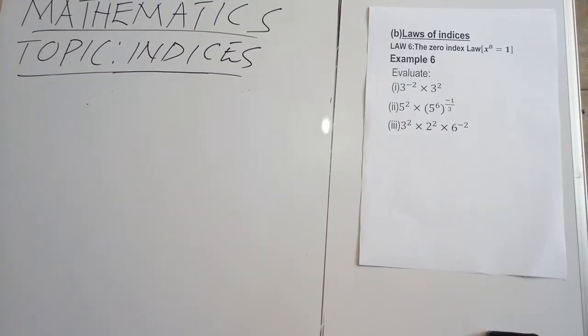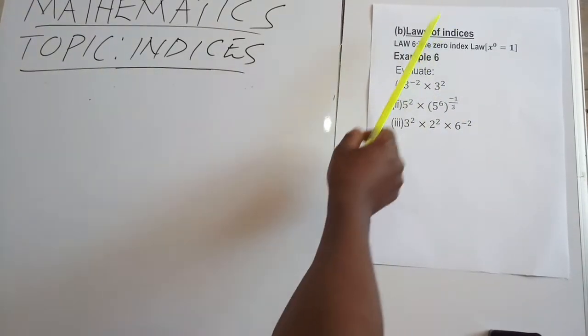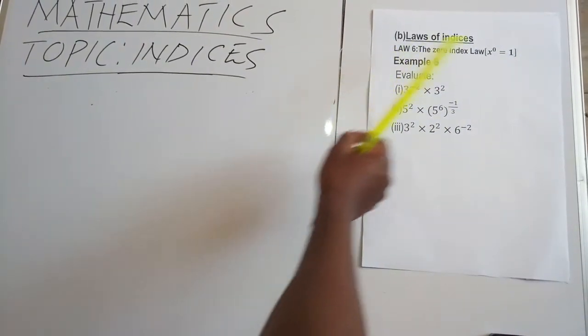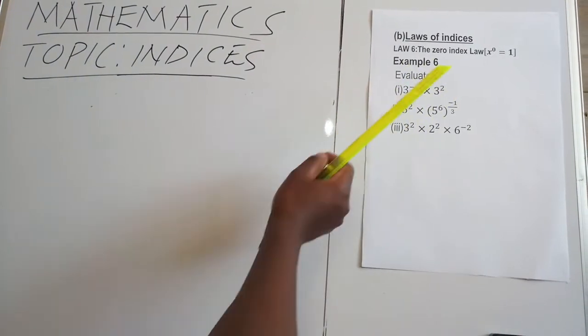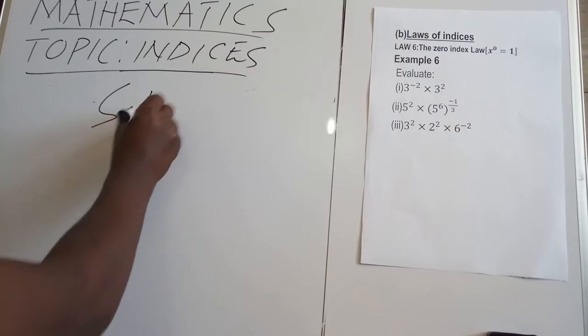Now, done with that illustration, let us proceed to cover what? Example number 6. Of course, example in regard to what? Law number 6, which is the zero index law. Example number 6, evaluate the following. So what do we have? We have the solutions here.